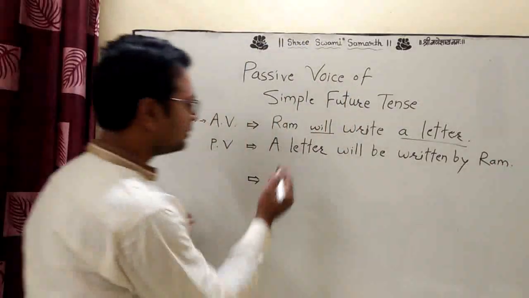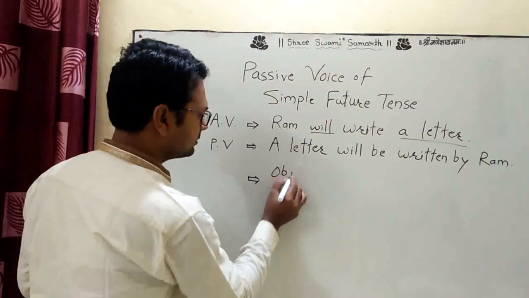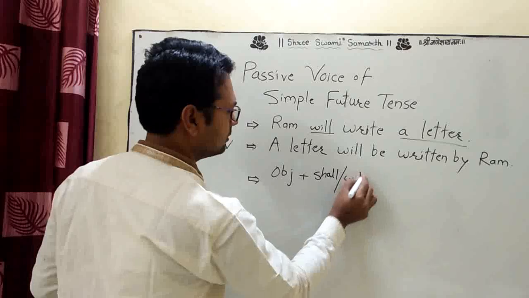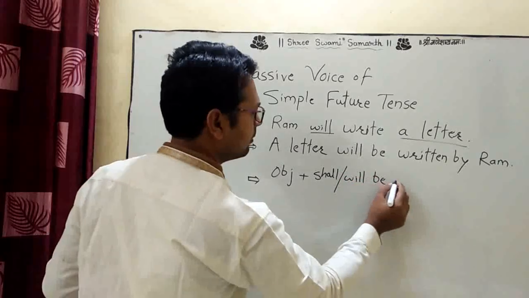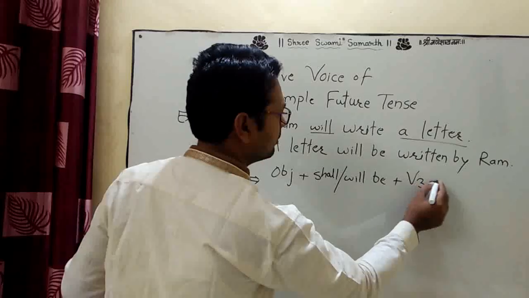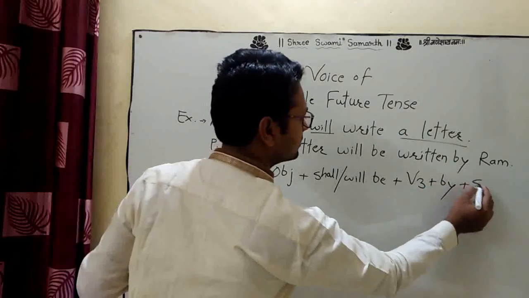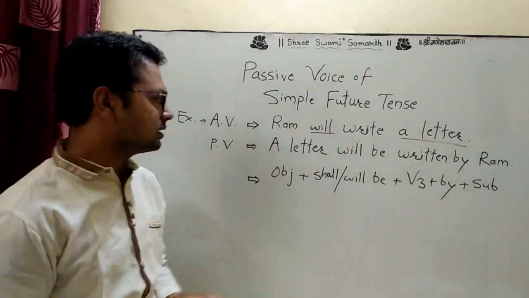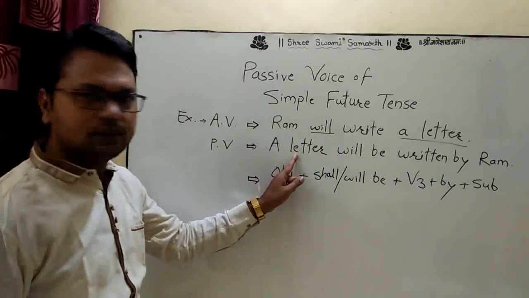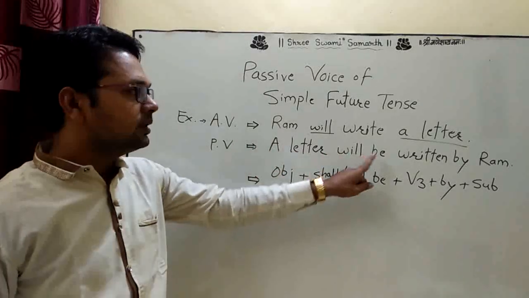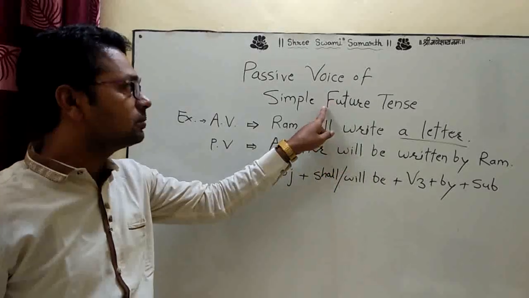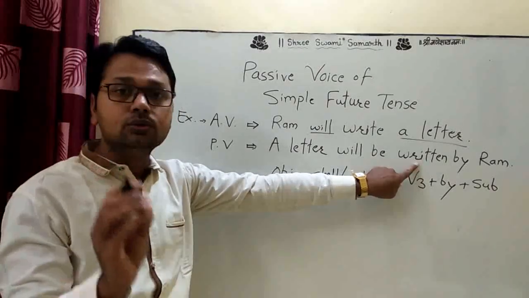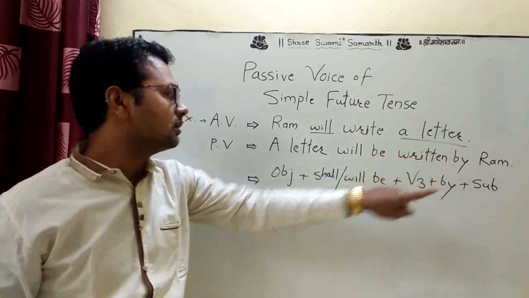That's it. Now formula: object plus shall or will be plus V3 plus by plus subject. This is the formula of passive voice of simple future tense. Look at carefully that object, we take the object first, then helping verb, then we add be because of the passive voice of simple future tense, then V3. In every passive voice, you have to use the third form of the verb, then by and then subject.